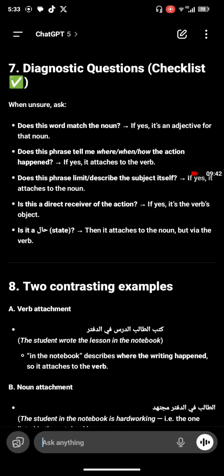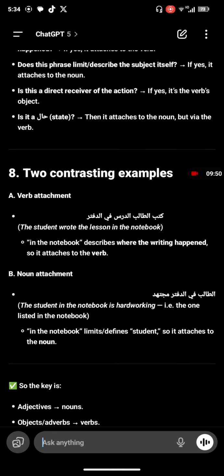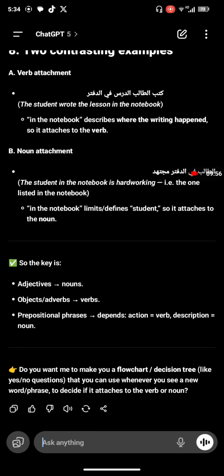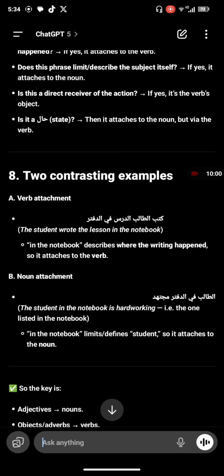Diagnostic questions. Does this word match the noun? Does this phrase answer where? Does this phrase describe the direct receiver of the action? A verb attachment. So that's pretty much it. Just a short video going over some of the things I've come across that have caught my eye and that have impacted how I'm learning.